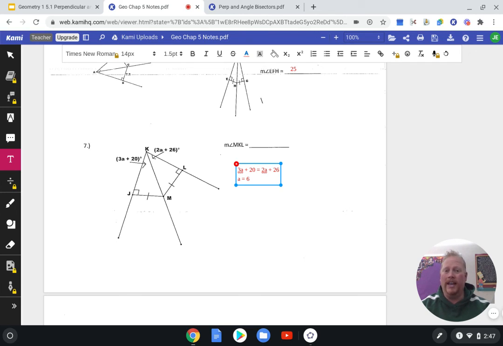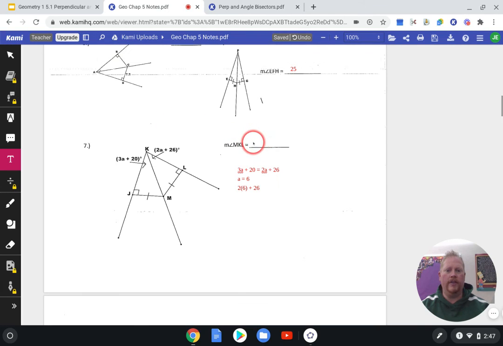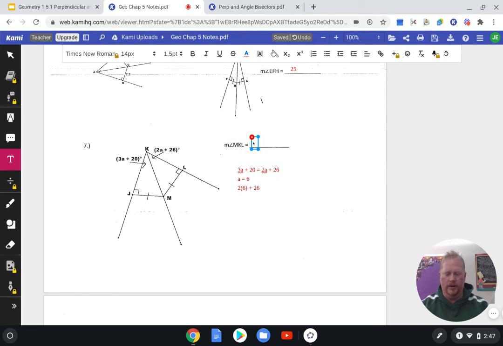But it doesn't ask what A is. It asks for the measure of angle MKL. So MKL is over here. So I'll have to plug in the 6 to that. So 2 times 6 is 12. 12 plus 26 is 38 degrees. So the measure of angle MKL is 38.